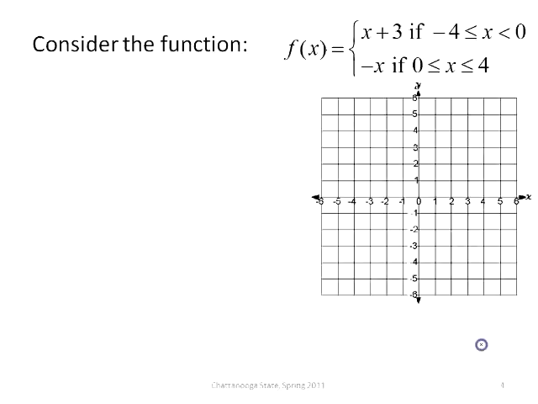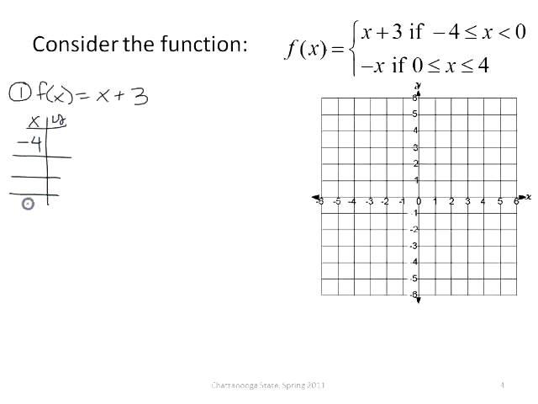Now let's look at how to graph one. Here I have a different function. Here I'm using x plus 3 for x values bigger than or equal to -4 and less than 0. And I'm using the opposite of x for x values between 0 and 4. So basically, I'm going to graph two graphs on the same grid. I'm going to take the first part of my function, f of x equals x plus 3, and graph that for x values going from -4 up to 0.